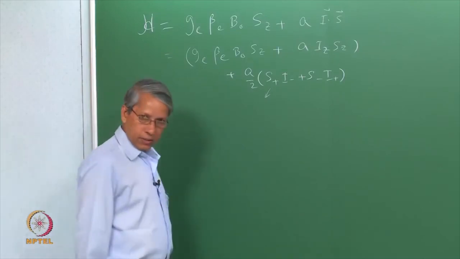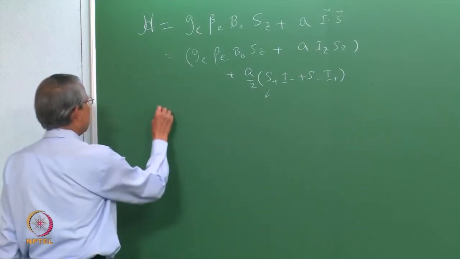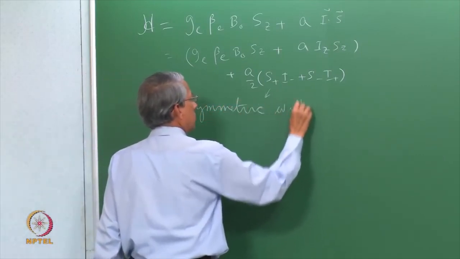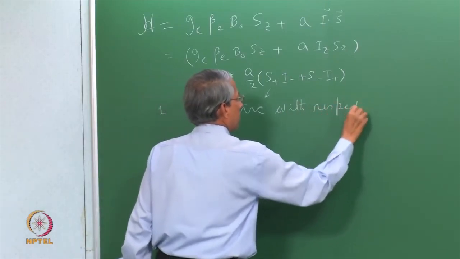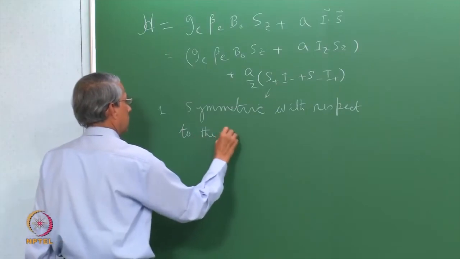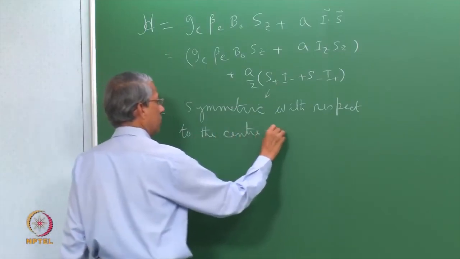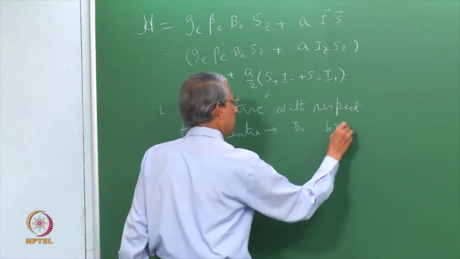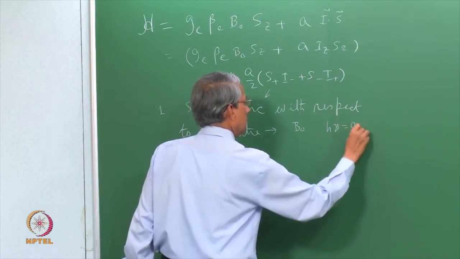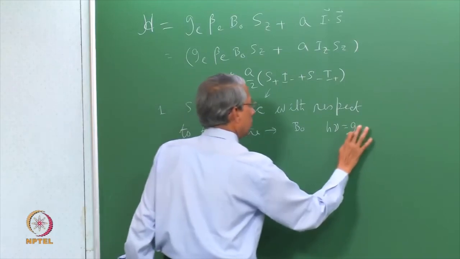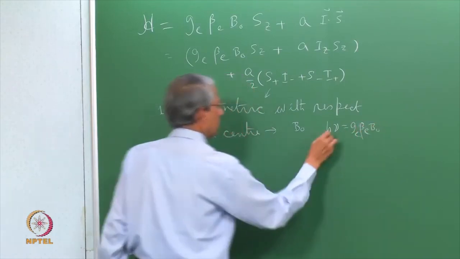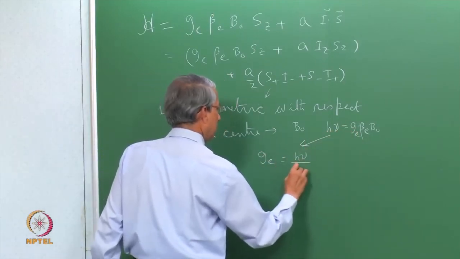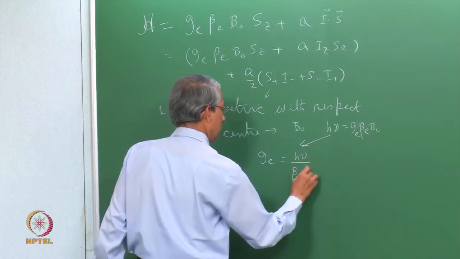So, characteristics of the first order spectra are that they are symmetric with respect to the center, and center corresponds to the, if you call it B0, then G value is given by h nu equal to g_e beta_e B0. So, I can get immediately g of electron is h nu by beta_e B0.